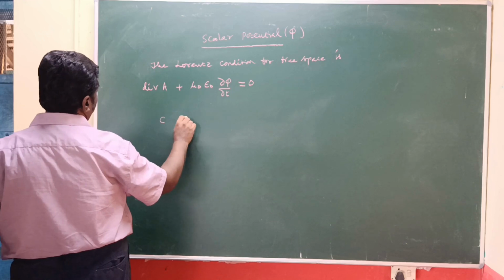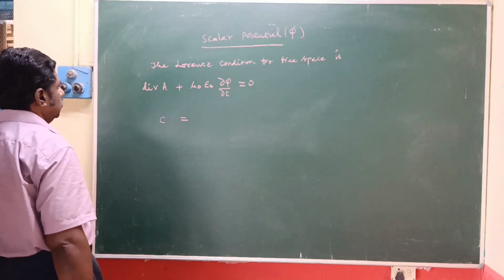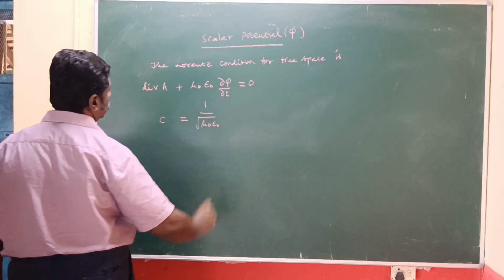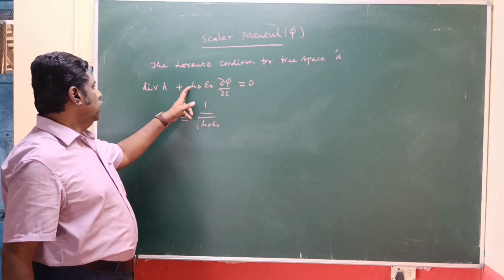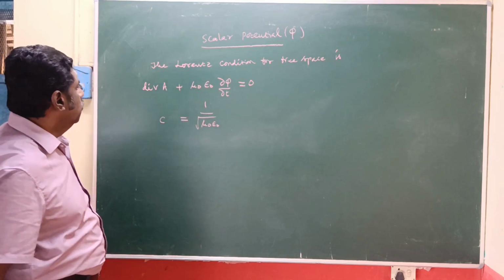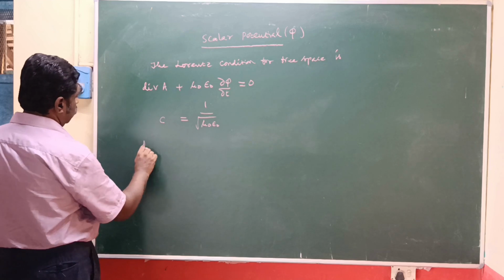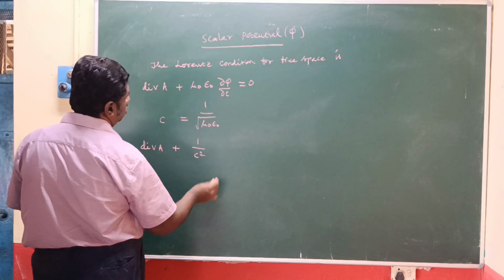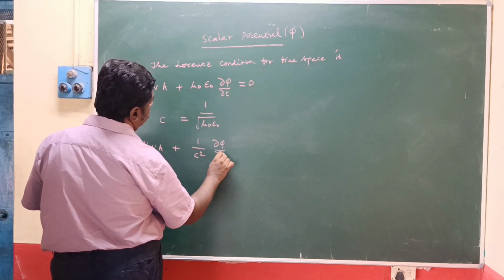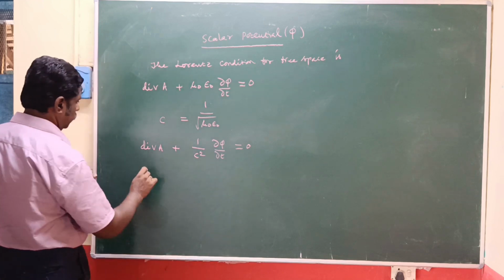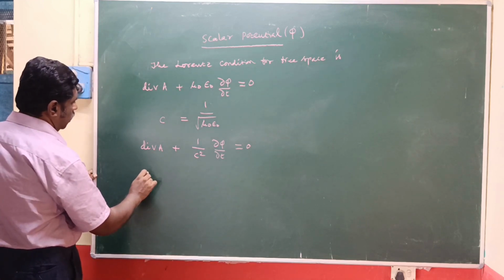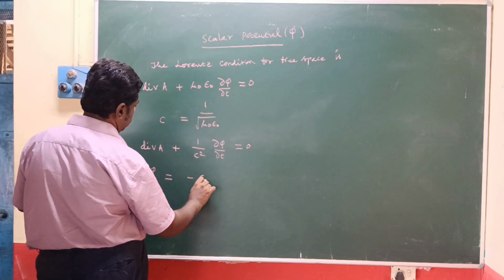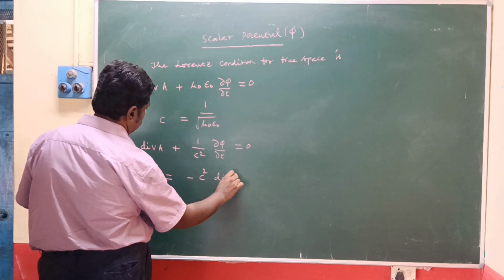Suppose an electromagnetic wave is propagating through vacuum, its velocity c is equal to 1 divided by the root of mu naught epsilon naught. So in the above relation, instead of mu naught epsilon naught, we may write 1 by c square. So the above relation is modified as div A plus 1 by c square dou phi by dou t equal to 0. Then dou phi by dou t is equal to minus c square div A.